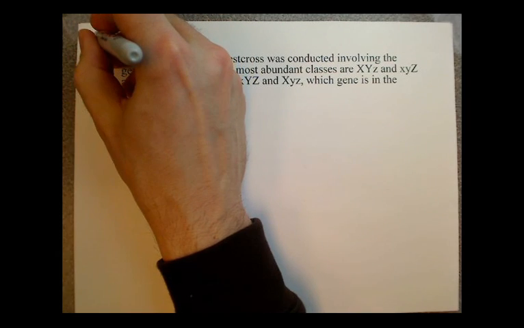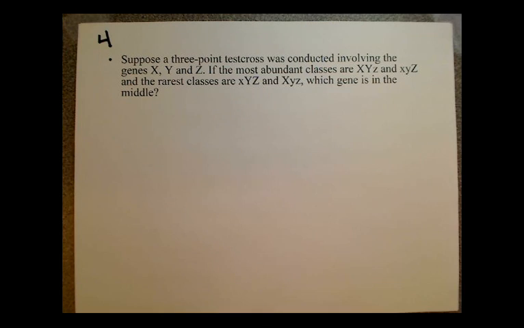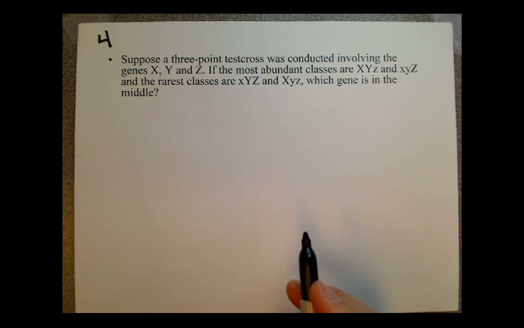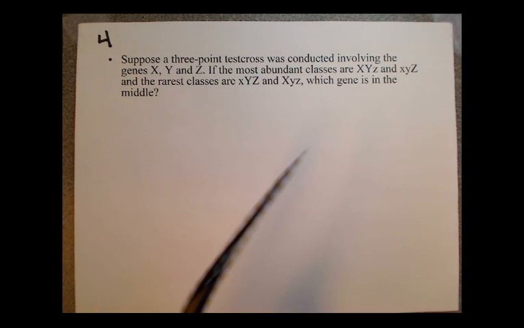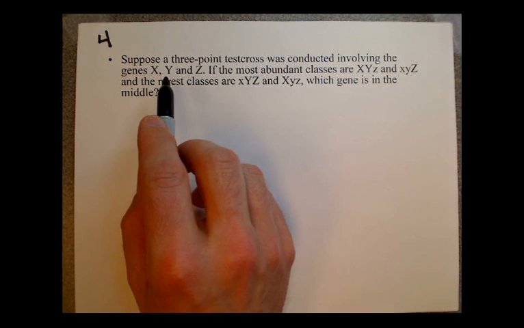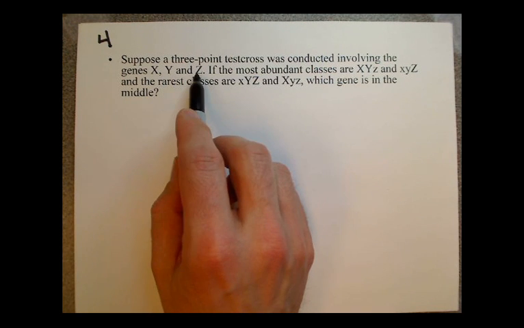So, problem number 4 on the review. This is a 3-point cross problem, largely just dealing with figuring out which gene is in the middle. So what is the gene order? We're dealing with 3 genes, X, Y, and Z.